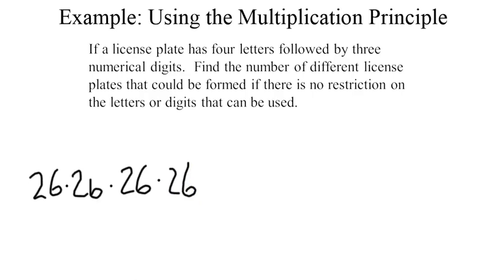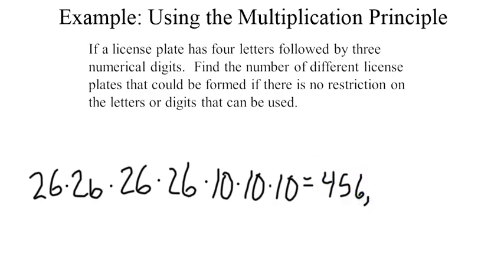Now, the first 4 letters are going to be followed by 3 numerical digits. For each digit, if we think about 0 through 9, there's 10 different possibilities. So we're going to multiply by 10 for each of those characters. For the first 4, each one of those has 26 different possibilities. For the last 3, there's 10 different possibilities. So the multiplication principle says we multiply these outcomes together. And if we do that, we get 456,976,000.